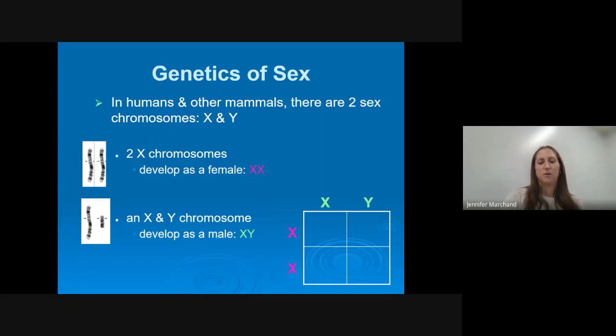So let's make a Punnett square really quick. Here's what we have. We have an X and a Y, which will be your dad, and you have an X and an X, which will be your mom. Over here, you have an X and an X. Over here, you have an X and a Y. Over here, you have an X and an X, and over here, you have an X and a Y. So truly, there's a 50-50% chance that you're going to be a male or female.